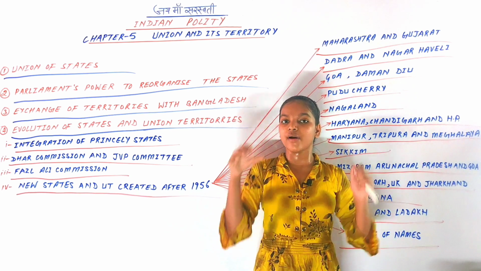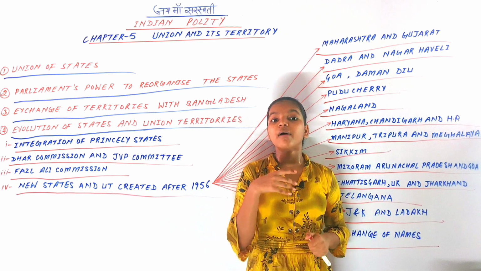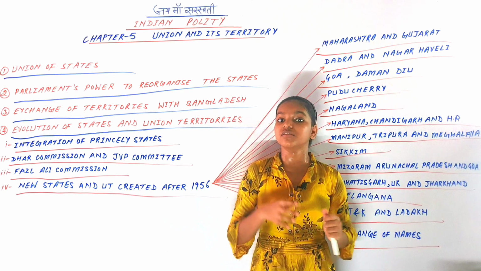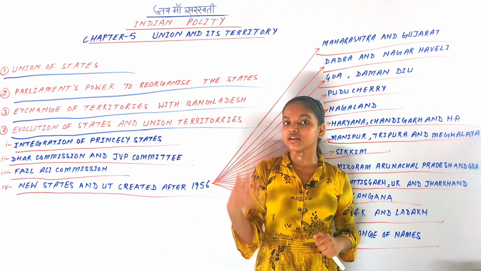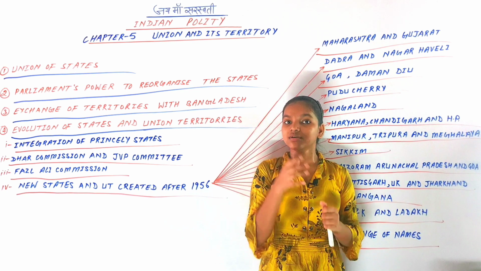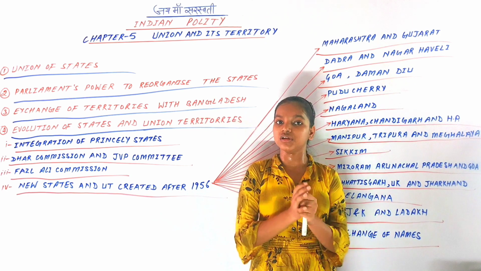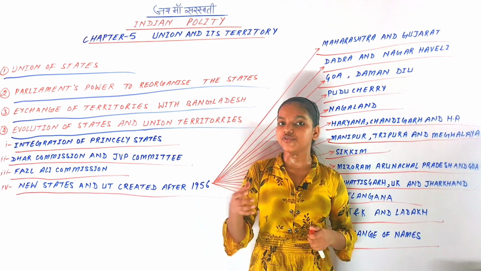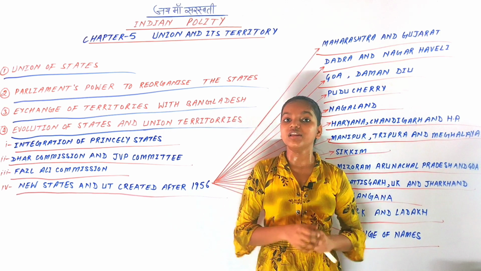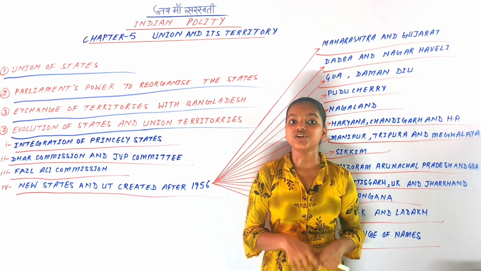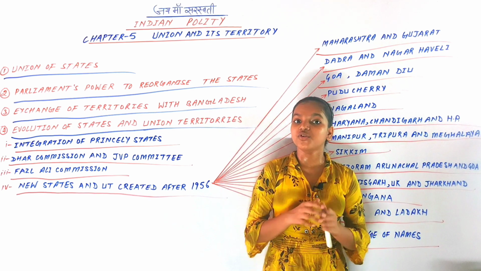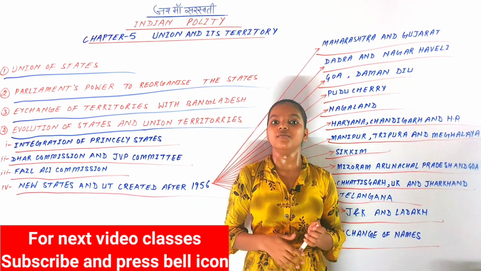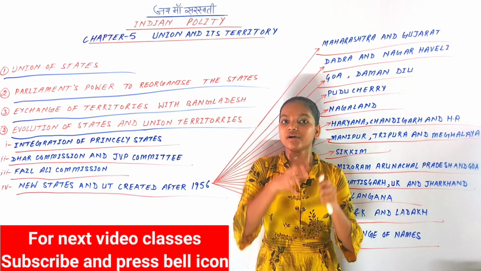So this is all about the chapter. We have discussed the union and its territory, and in this chapter we have discussed Article 1 to Article 4. We have seen that Parliament has the power to redraw the map of India but cannot cede any territory to a foreign country. That can only be done by a constitutional amendment. And you have to remember all these articles because they are very important.